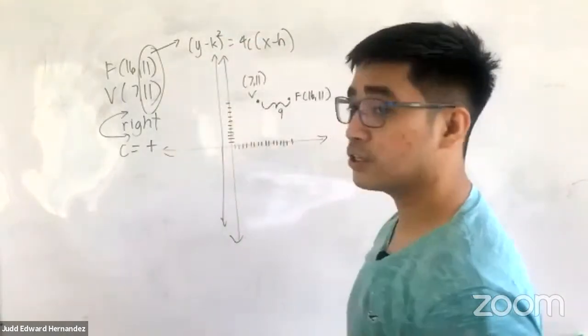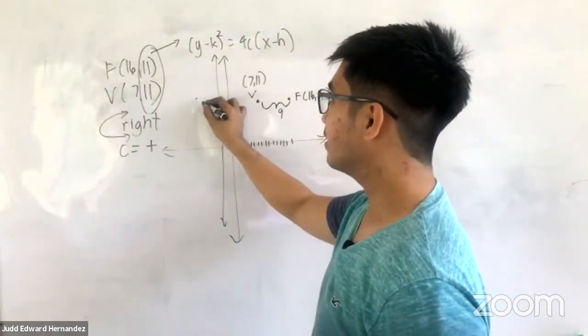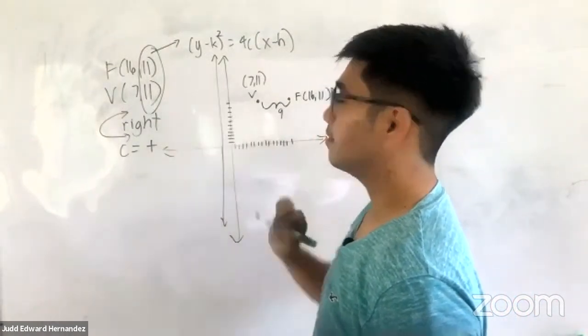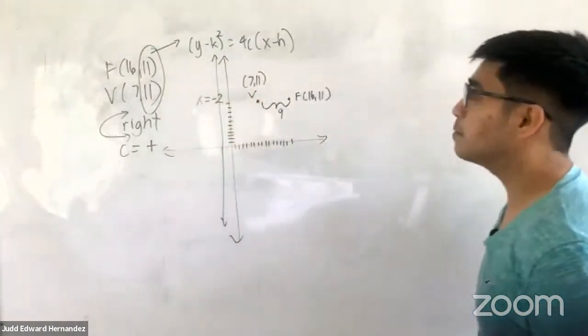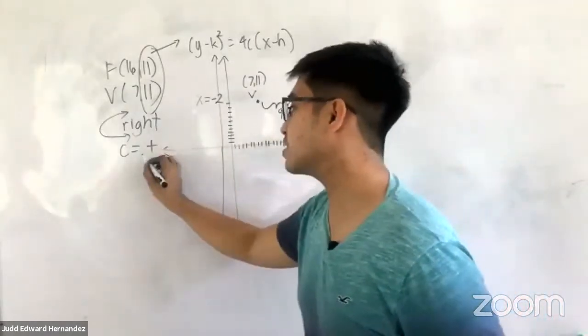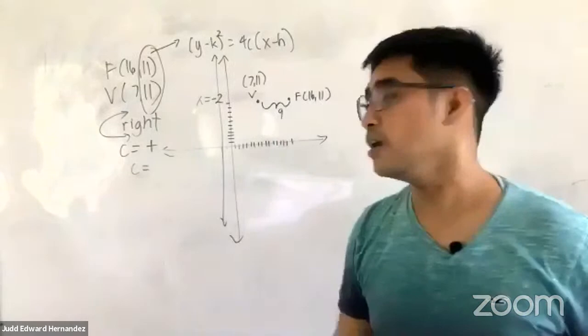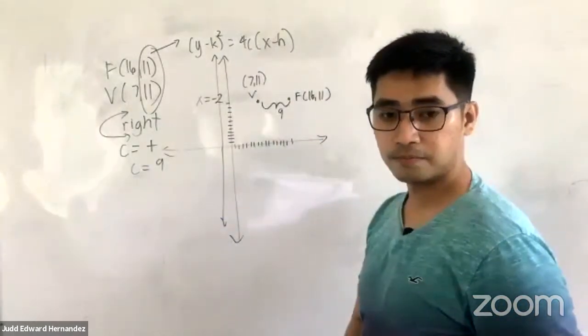Okay. And what is the equation of the directrix? That is x or y? X po. That is x. x is equal to negative 2. Okay. So, since alam na natin yung value ni c, what is the value of c? c is equal to 9. Okay, pwede na ba natin siyang ilagay dito? Yes or no? Yes po.